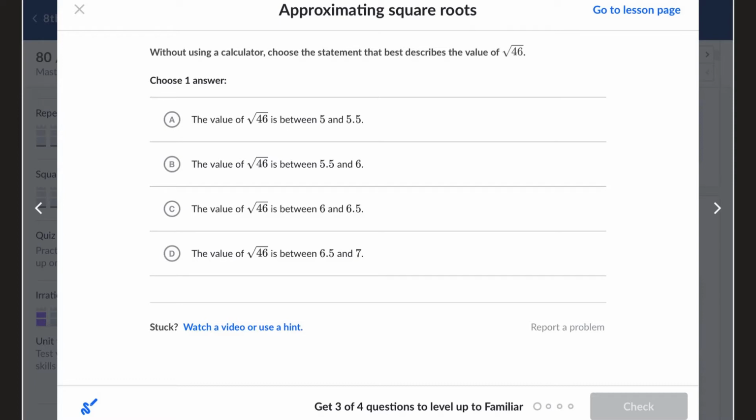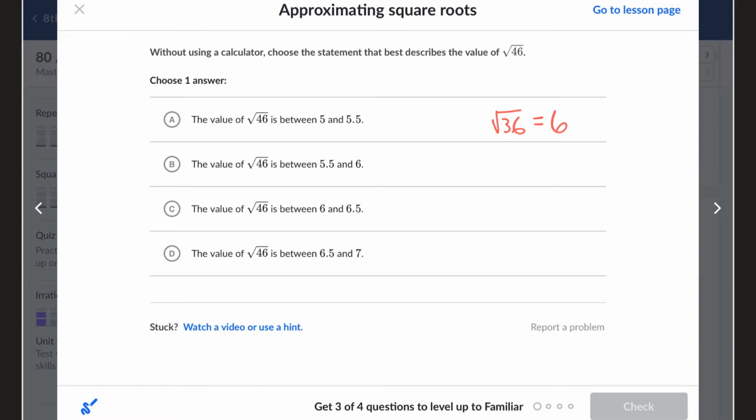Let's check this out. First off, what's important to know is, what is a square root? Without using a calculator, choose a statement that best describes a value of the square root of 46. The square root, you might already know, is like the square root of 36. What times itself is 36? Well, 6 is. So we're trying to figure out what times itself is 46. I don't really know, but we can approximate. And that's the whole point of this.